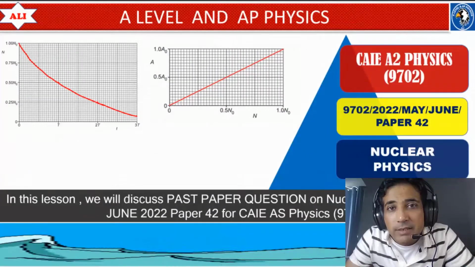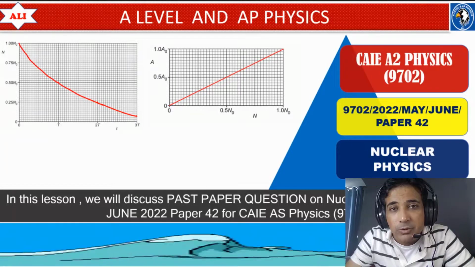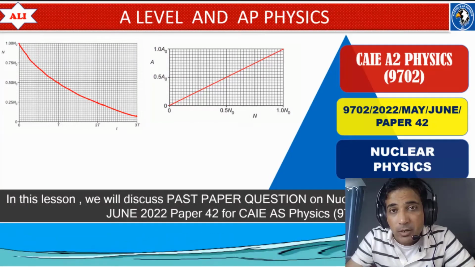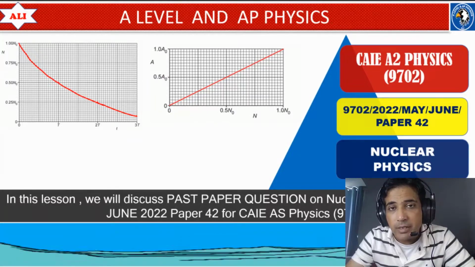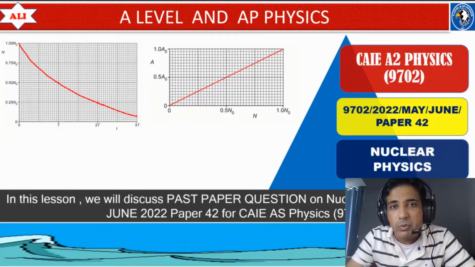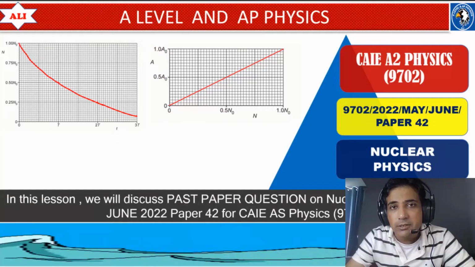Welcome to A-Level and AP Physics. In today's lesson, we will discuss a typical type of question on nuclear physics from June 2022, Paper 4, Variant 2. We will discuss some important points about nuclear physics, especially how to sketch different types of graphs. We will discuss how to sketch number of nuclei against time and how to sketch activity against number of nuclei. We will discuss these two types of graphs in detail so you can have a clear understanding of them. Let's study together. Let's improve together.